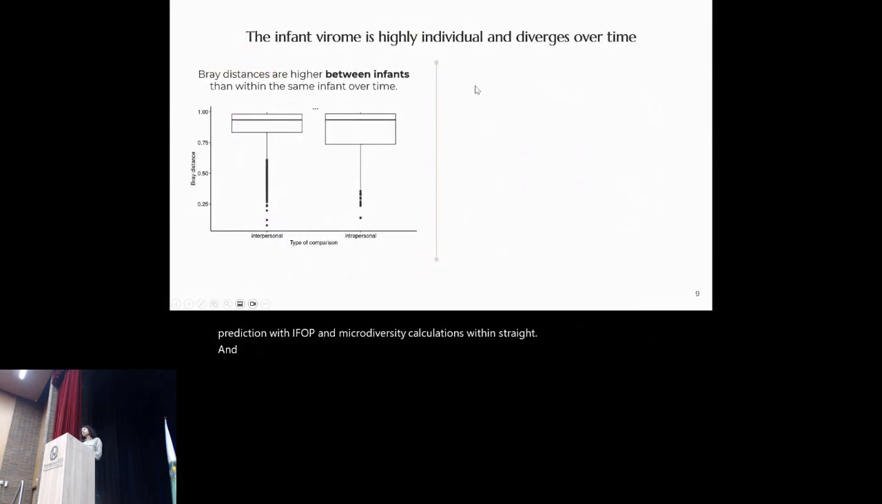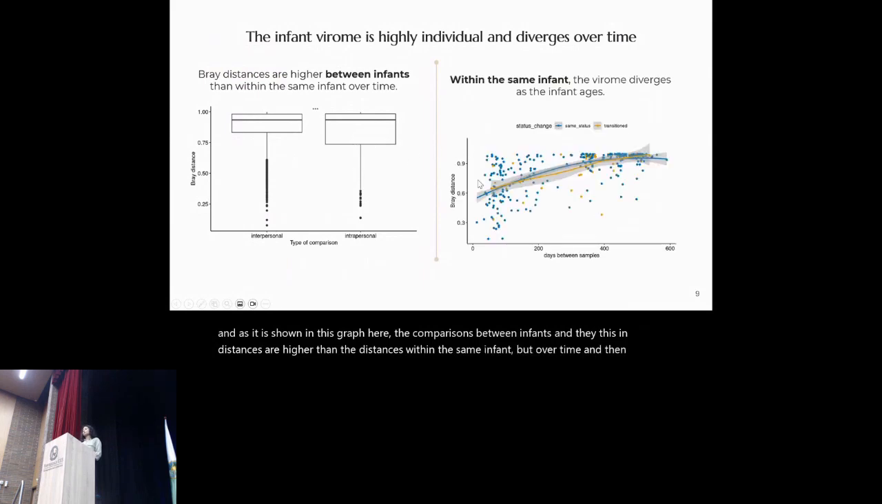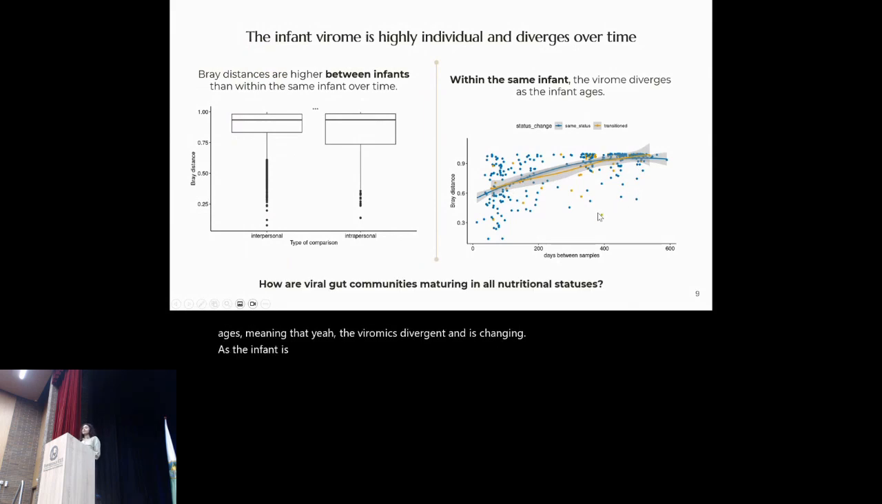For our first result, we got, as we expected, that the infant virome is highly individual. As is shown in this graph here, the distances in comparisons between infants are higher than the distances within the same infant over time. Looking further into this, we saw also that the distances increase as the infant ages, meaning that the virome is divergent and is changing as the infant is developing.